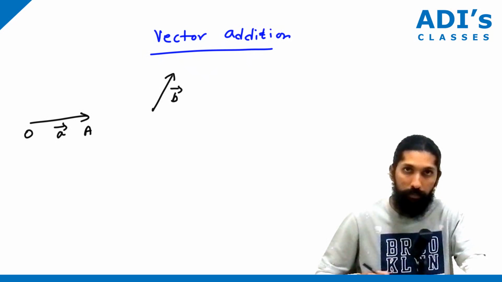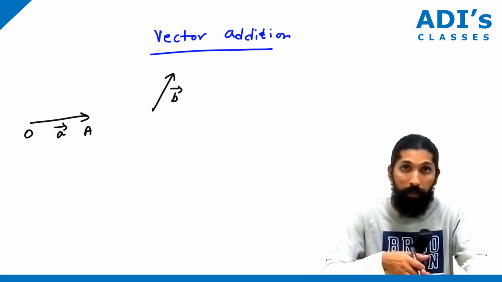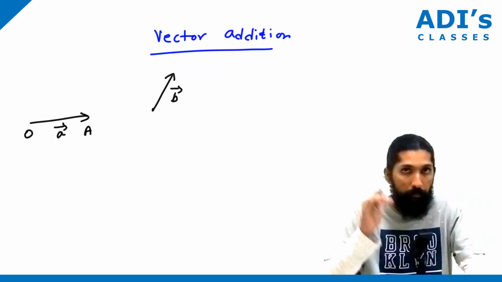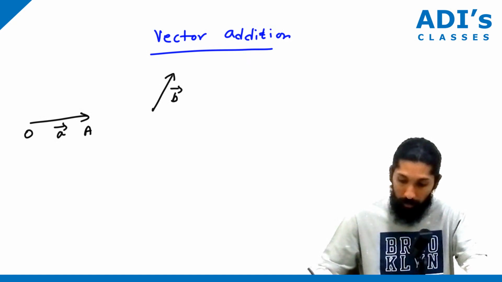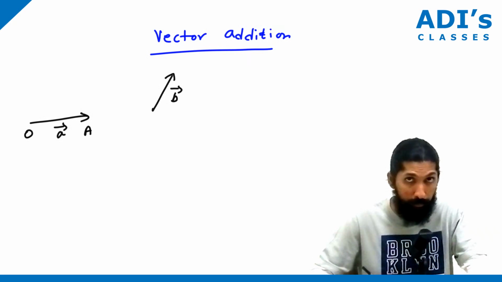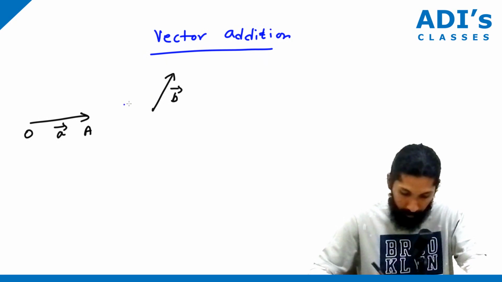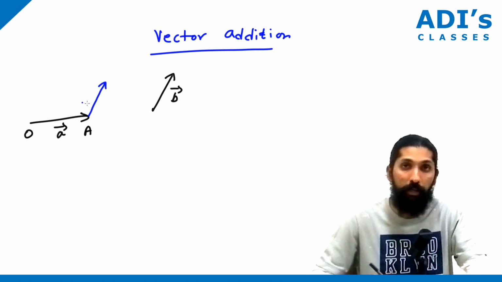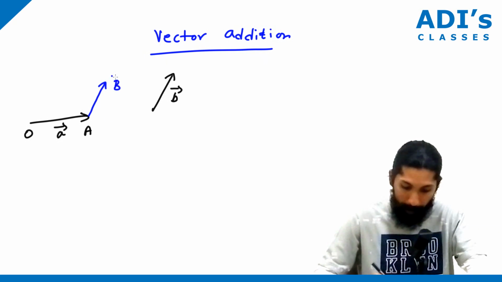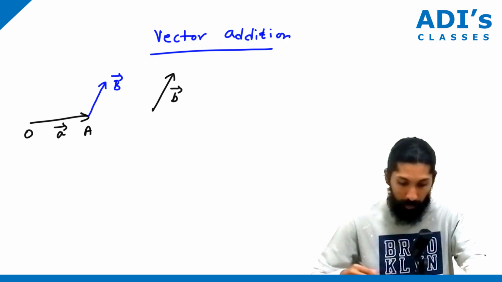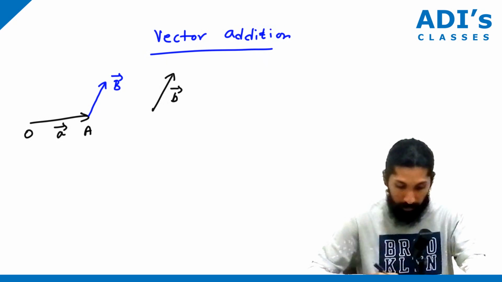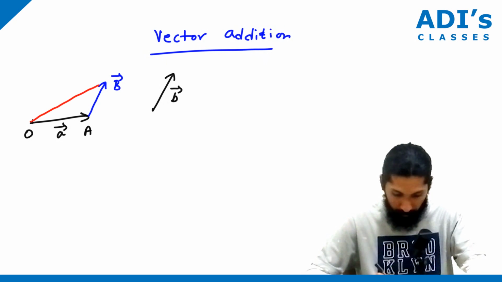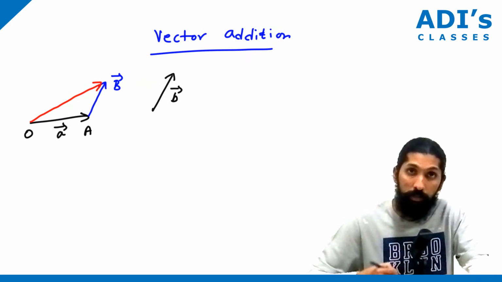Now what we do is we take an equal vector. Remember, equal vectors are what? Same magnitude as well as same direction, isn't it? So here we'll take that vector B. We are going to take the same magnitude and same direction here. Let's call this B. Now that you have OA and you have AB vector, now what we do is we'll join OB. So OB becomes the resultant.